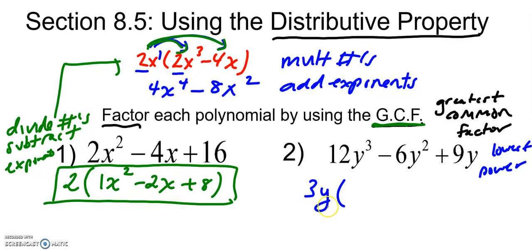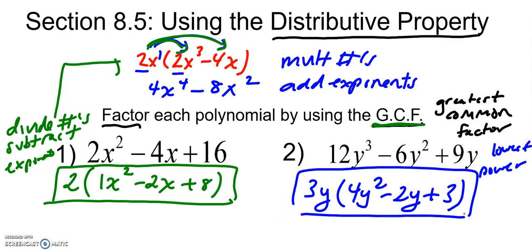So if I took 3y out of every single term, think division with the numbers. 3 out of 12 is 4. And with the exponents, think subtraction. 1y out of 3 y's is 2 left. If I take 3 out of negative 6, I'm left with minus 2. If I take 1y out of 2, I'm left with 1. If I take 3 out of 9, I'm left with 3. If I take y out of y, there's no y's left over, so I just close my parenthesis there.